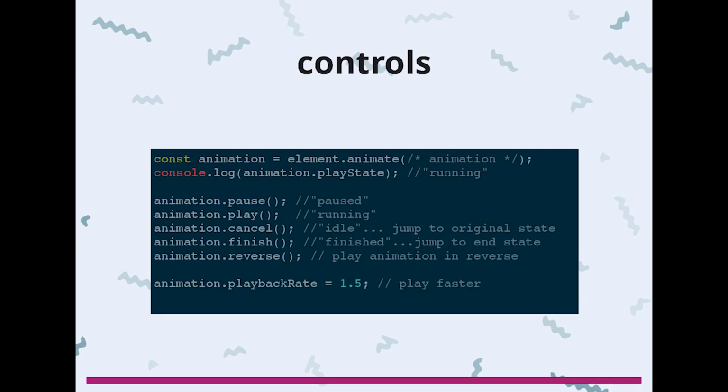Once you call this function, you get back an animation object. And you can do different things with this animation object. You could get the play state in the second line; if you just played it, it's going to be running. You can pause your animation, you can play your animation, you can cancel it, so make it go away. You can jump to the end of the animation, or you could play it backwards, and you could make it faster or slower depending on your playback rate.